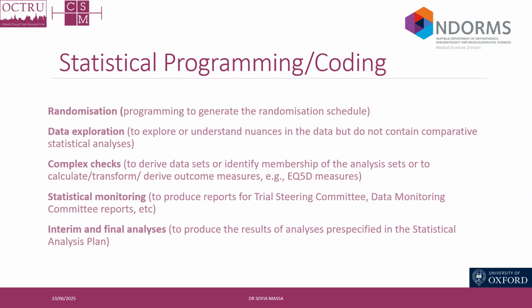The statistician might be involved in all of the following steps, usually for a randomized controlled trial. So for example, setting up the randomization, so the programs to generate the randomization schedule; data exploration to explore the nuances in the data but without any comparative statistical analysis; when complex checks are done, for example, to derive the primary outcome, to derive data sets or identify membership of the analysis sets; when statistical monitoring is needed for producing reports for TSC meetings or DSMC meetings and so on; and finally, for producing the results for the interim and final analysis.